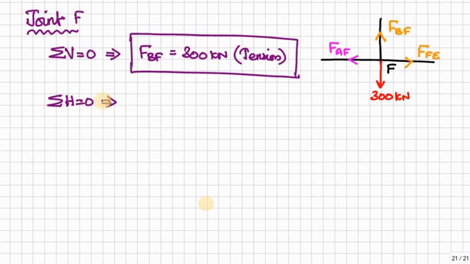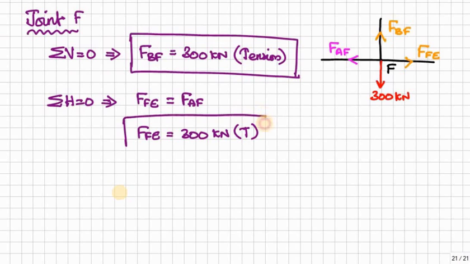From sigma V equal to 0, we get F_DF equal to 300 kilonewton tension, and from sigma H equal to 0, we get F_EF equal to F_AF. Again, F is also 300. So both are equal.